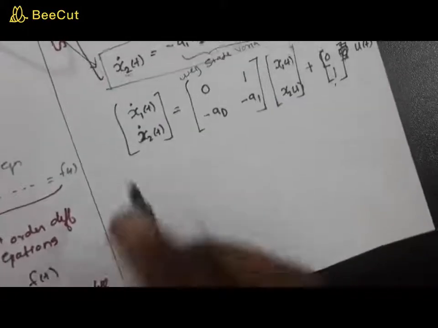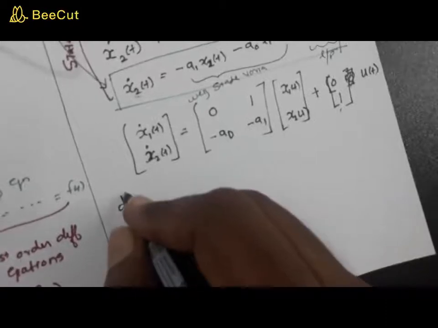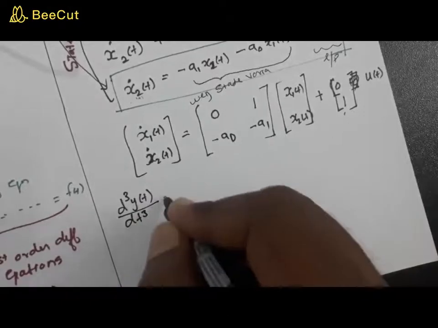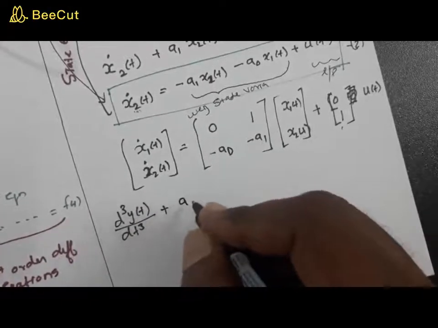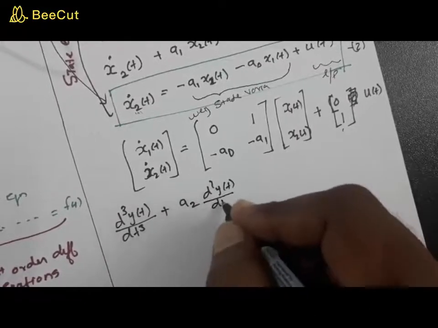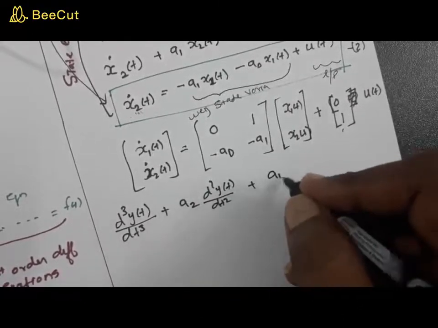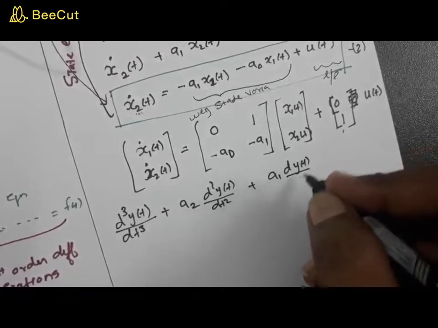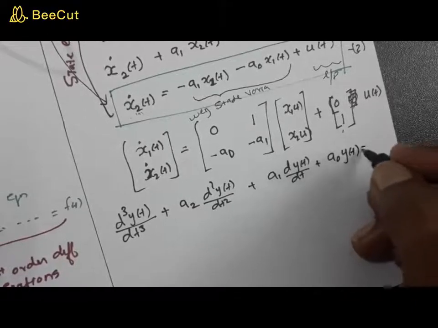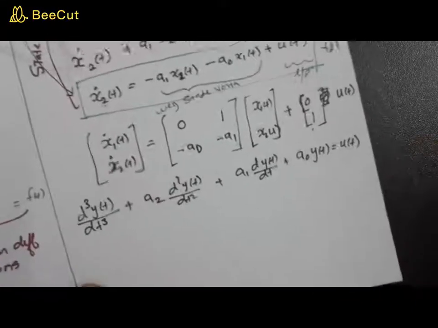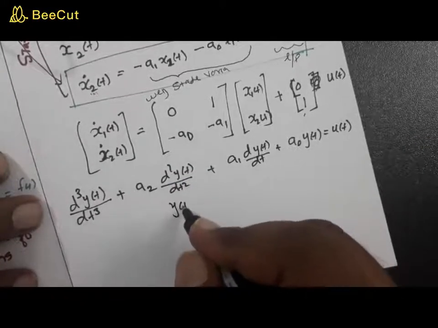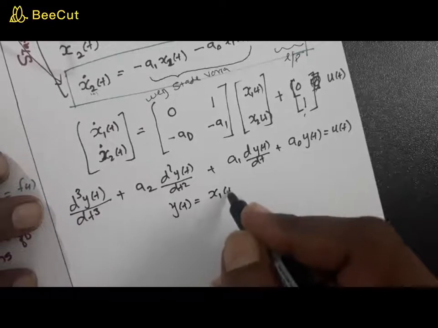Now I'll give you one more example. Say, for example, you start with another differential equation of a third order: d cube y of t by dt cube plus a2 d square y of t by dt square plus a1 dy of t by dt plus a0 into y of t is equal to u of t. If this is the case, you can start again by assigning y of t to be the first state variable, that is x1 of t.